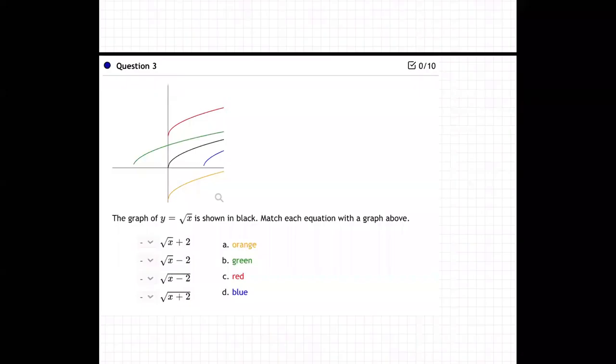Okay, so on this problem, we're talking about graphs and what makes them move and do different things, specifically the square root graph. So let's first off talk about the square root graph. y equals the square root of x. What does the graph of y equals the square root of x look like?